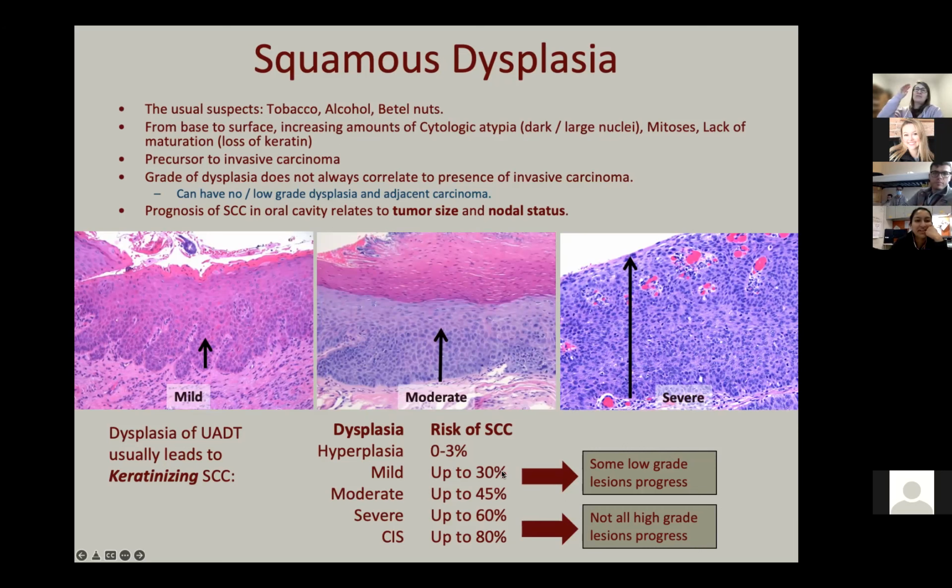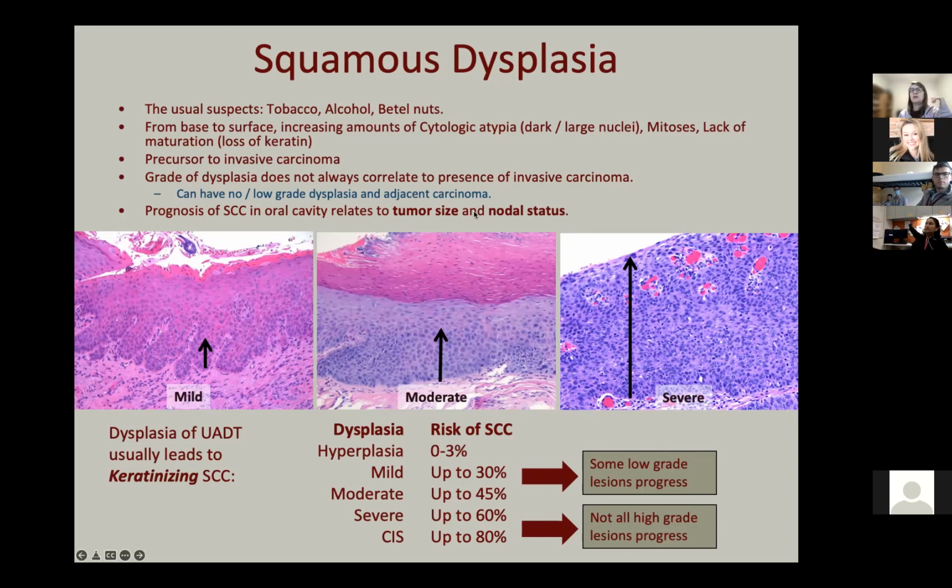It doesn't have to go through this progression of mild, moderate, severe, in situ, invasive, unlike the prototype of squamous dysplasia, which would be the cervix. Cervical dysplasia and Pap smears work because the cervix goes through this logical progression from mild to moderate to severe to invasive, whereas the oral cavity doesn't.